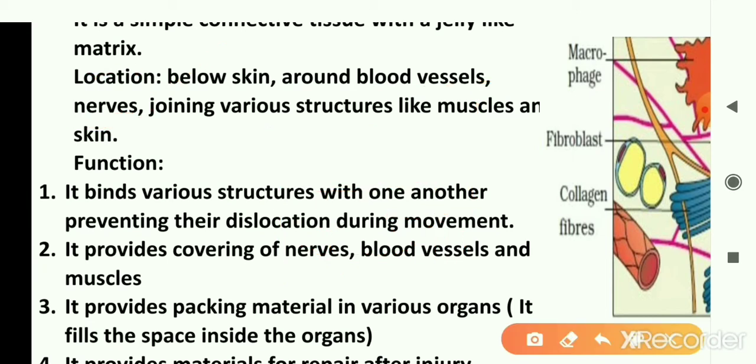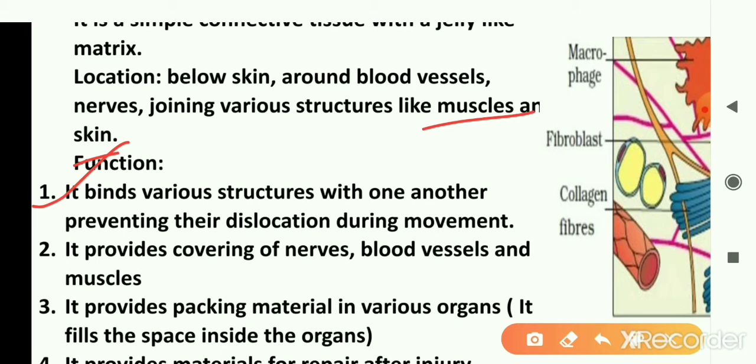These nerve fibers are wrapped together by areolar tissue, and that forms the nerves. So areolar tissue is present around the blood vessels and around the nerves, and it helps in joining structures. As I said just now, muscles are connected to the skin by means of areolar tissue. Coming to the functions, it binds various structures to one another, as with muscles and bones, and all the organs present in your body.